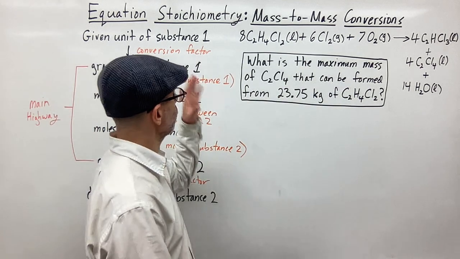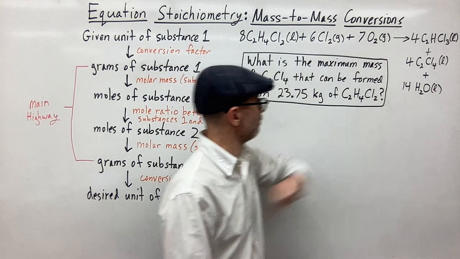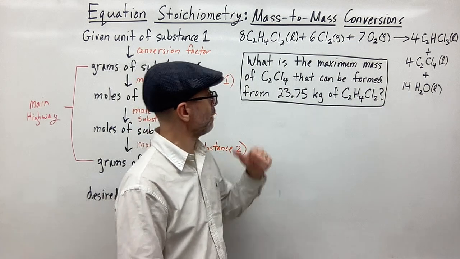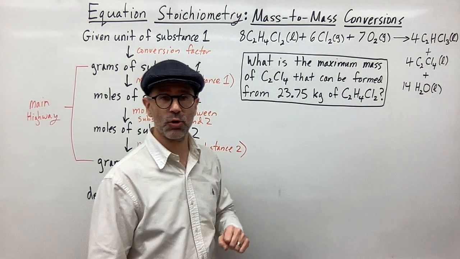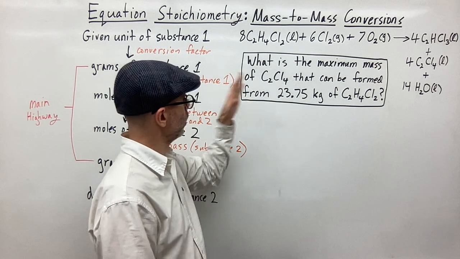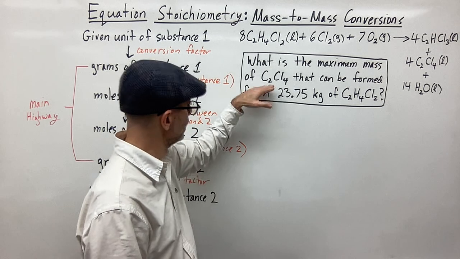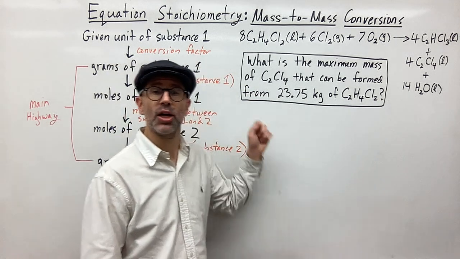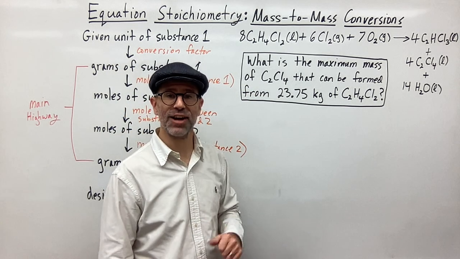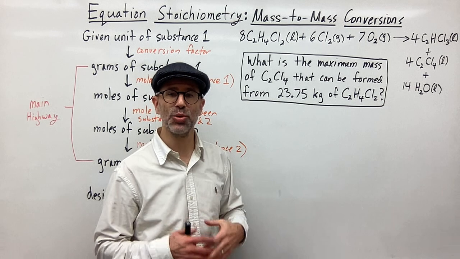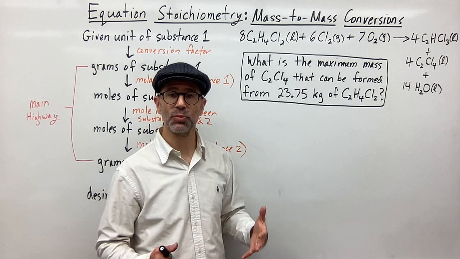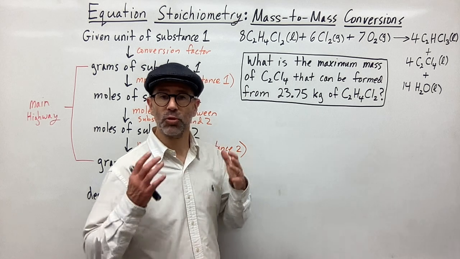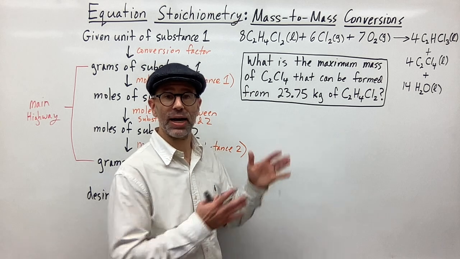Okay, so let's look at the problem that we're going to be doing in this video. Here's the equation. I've done this equation before in my previous video. Now we have a different question. We're asked, what is the maximum mass of C2H4 that can be formed from 23.75 kilograms of C2H4Cl2?